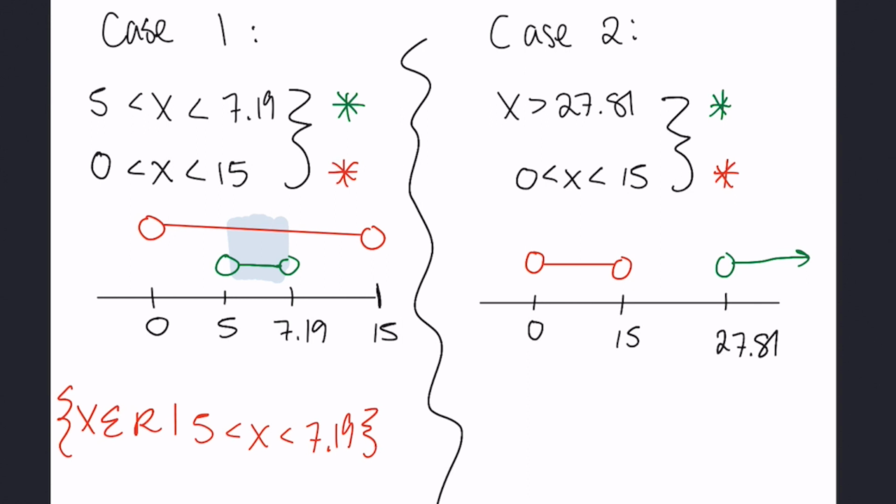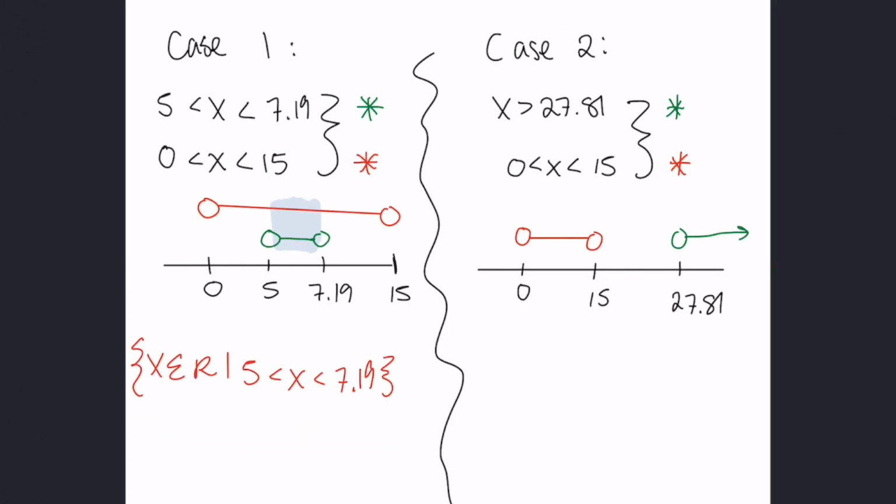As you can see, these events do not intersect, so they cannot occur at the same time. Because of that, case 2 is inadmissible. We cannot use it. So the only case that we use is this one.